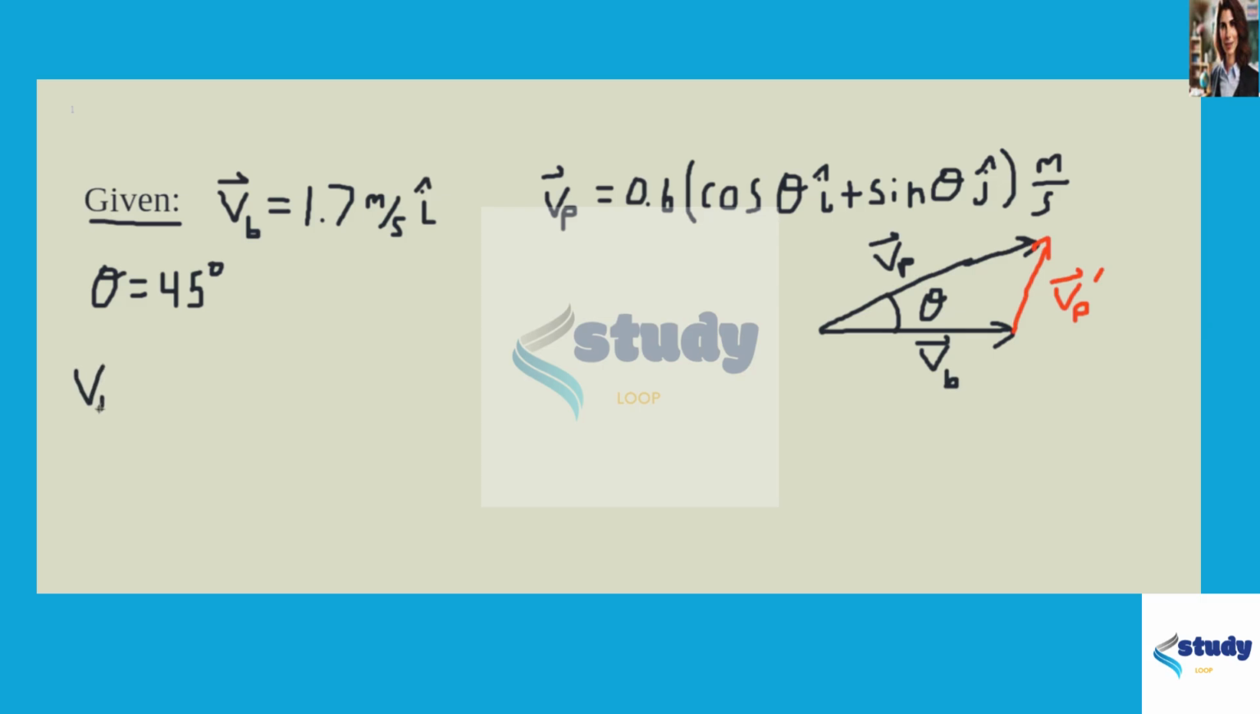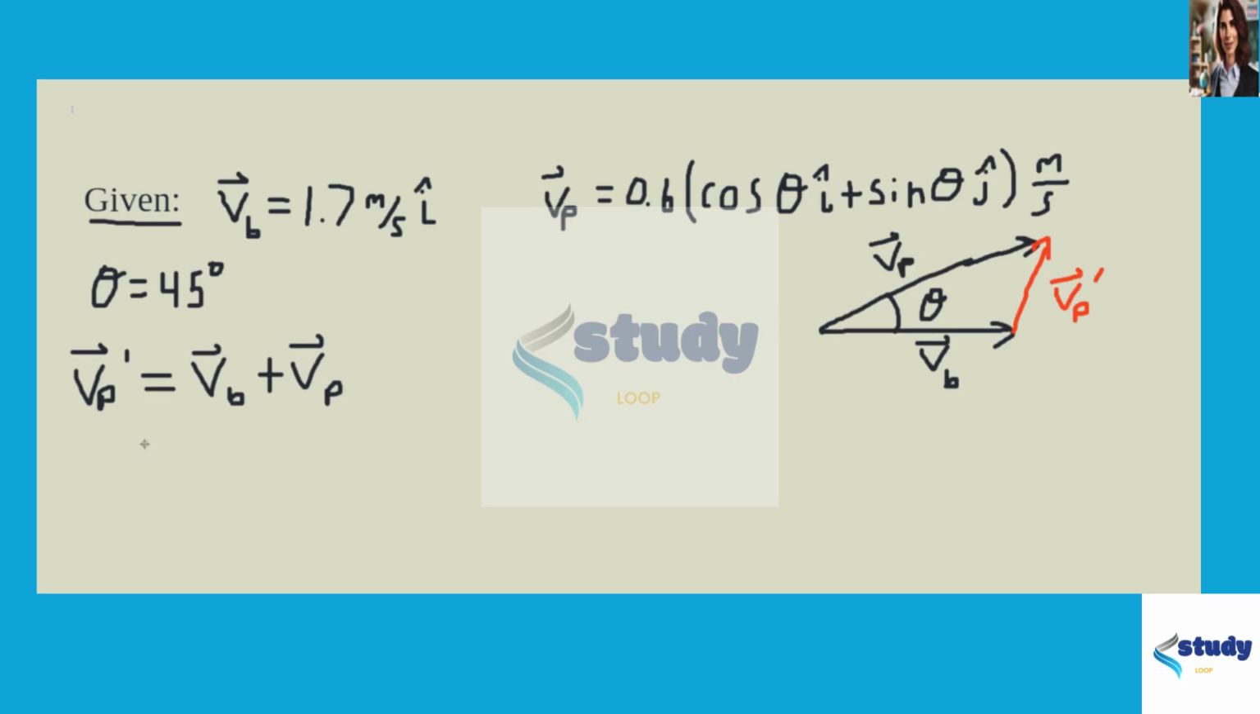And I draw out a little diagram here of the velocity of the boat direction, the velocity of the passenger, v of p, and then we're trying to find v of p prime, so the velocity of the passenger now relative to the water, okay? And so the red line here is what we're trying to find. So we can go ahead and write out what we have. We have v of p prime is equal to the vector velocity of the boat plus the vector velocity of the passenger.